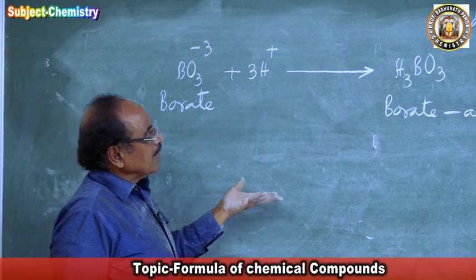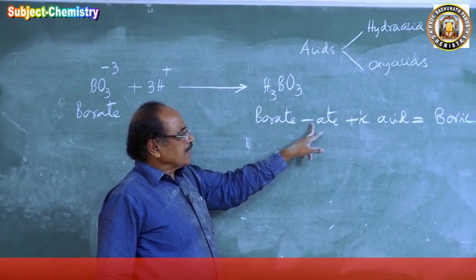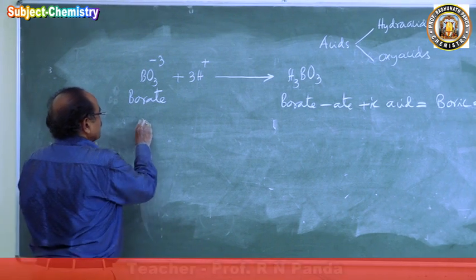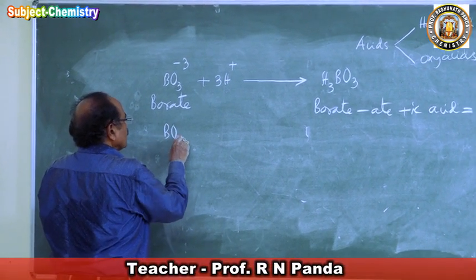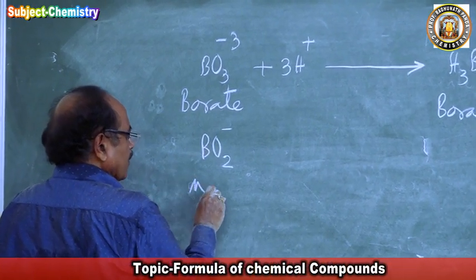So what is the name? Name of the acid radical, minus ATE plus IC acid. So automatically boric acid. Now you see we have written BO2 minus 1. I gave you the BO2 minus 1, what is it? Metaborate.